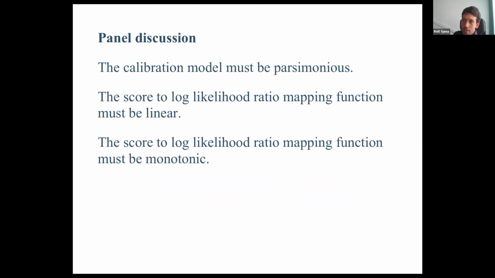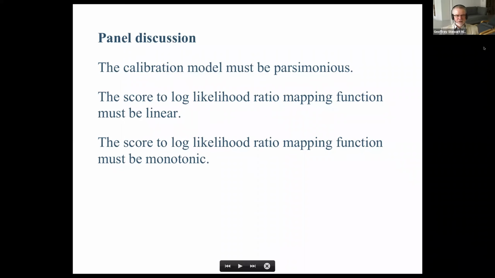So let's start with a simple one. The calibration model must be parsimonious. The score to likelihood ratio mapping must be linear, and the function must be monotonic. Jeff, as organizer of this event, I think I'll give the floor to you first. Could you respond?